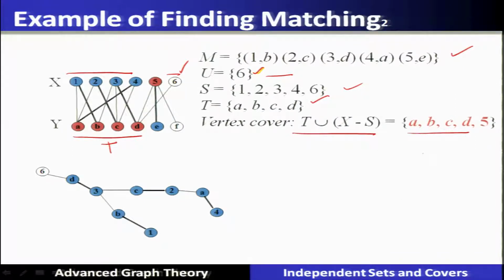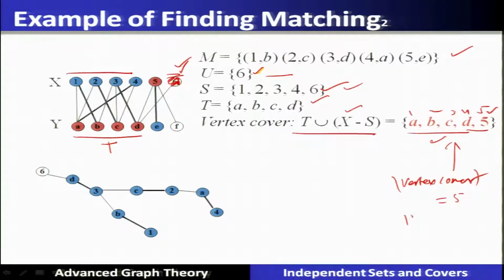Then that means all the nodes which are there in T will be included, and then X minus S, that means the nodes which are there in 1, 2, 3, 4, 6 is also saturated, will be included. X minus S will become 5, so 5 will be included, so that will become the vertex cover. So, the vertex cover is 1, 2, 3, 4, 5, and the size of the vertex cover is 5.